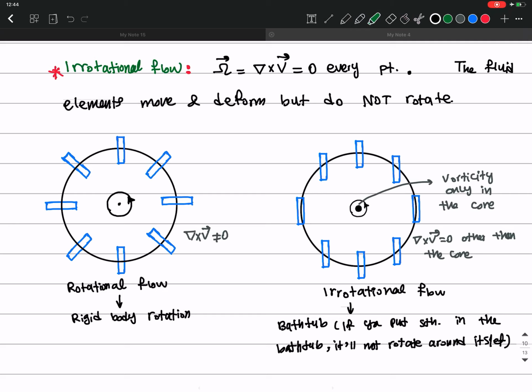So in the next lecture, I'm going to use these concepts and start talking about rotation in the inviscid world by introducing velocity potentials and stream functions.